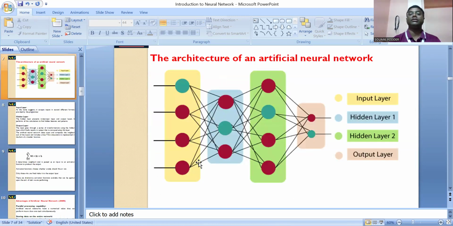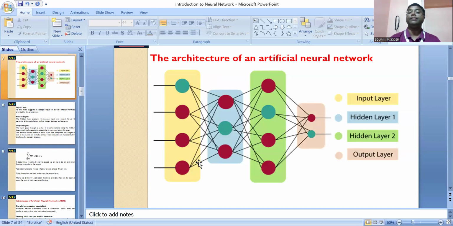This is the architecture of an artificial neural network, where I have shown that the yellow color box represents the input layer. The input layer means it is a formulated layer where the input nodes are present. The input nodes are the points that will accept the input signals. Input signal means these are the historical data after feature extraction. So these data will be captured by the input nodes.